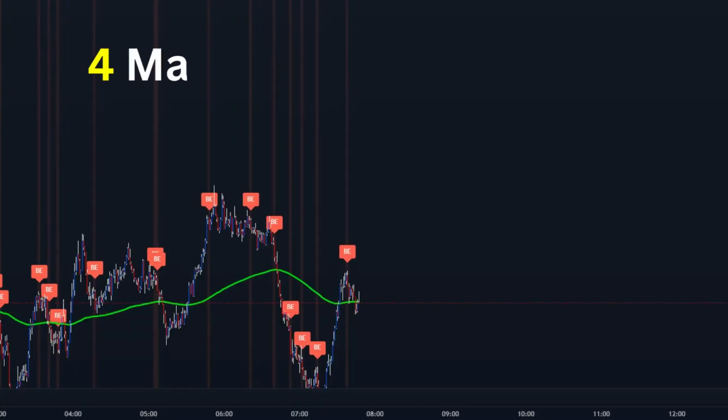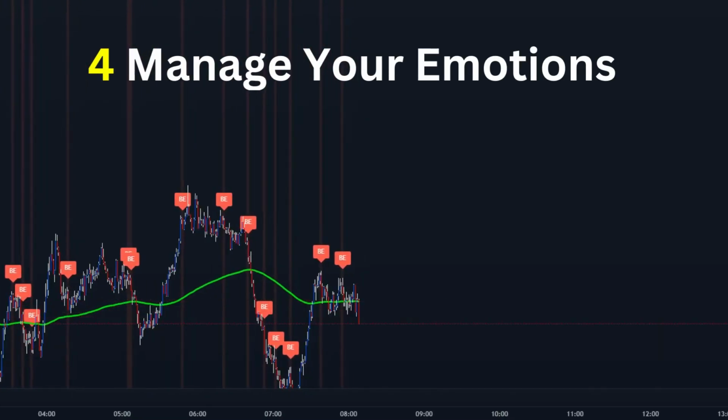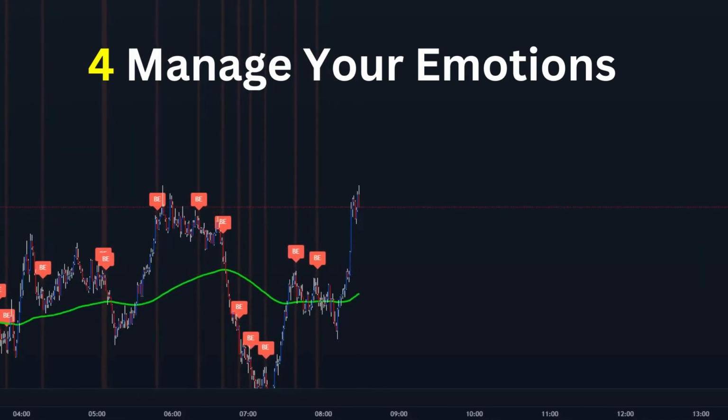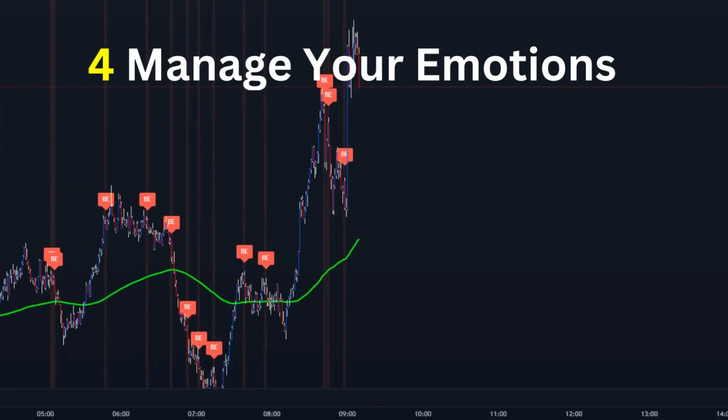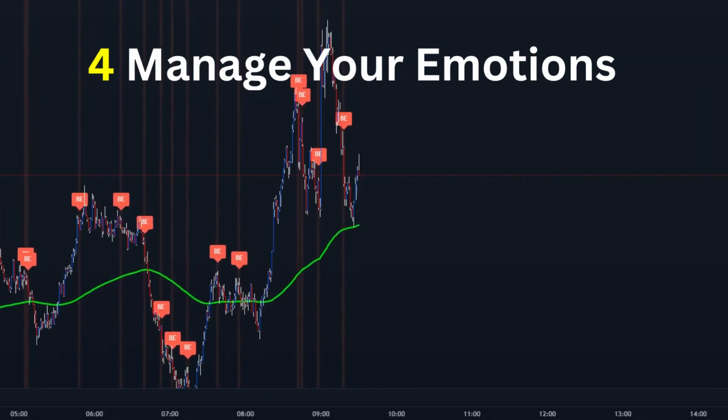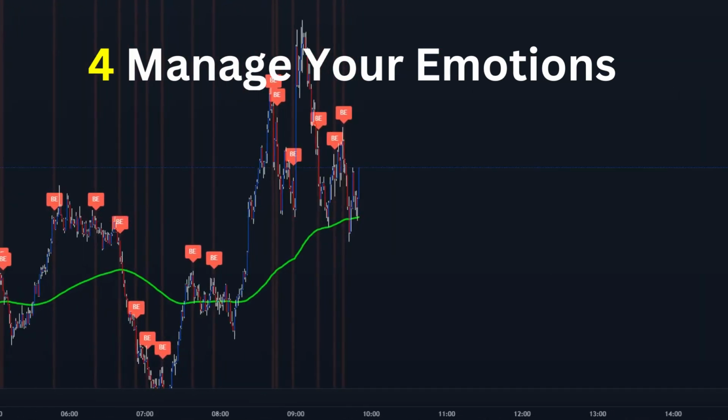The fourth tip is to manage your emotions. Scalping can be very emotional, since the trades are very short term, and you see the results almost instantly. It's very important to manage your emotions and not let them dictate your trading decisions.